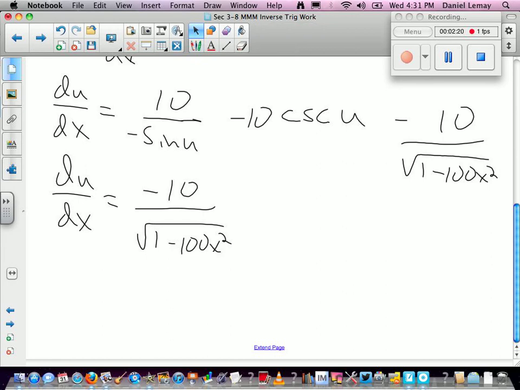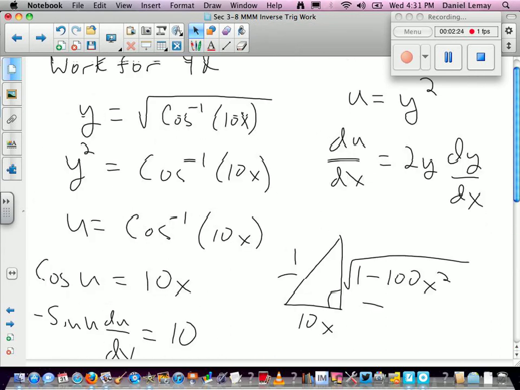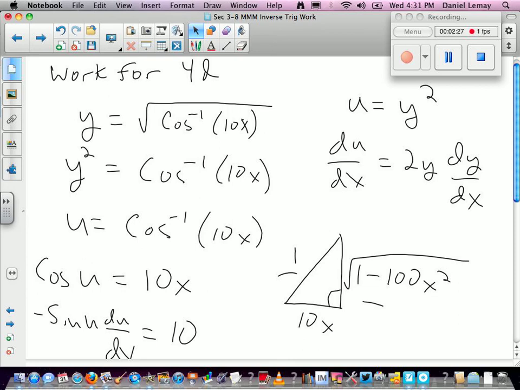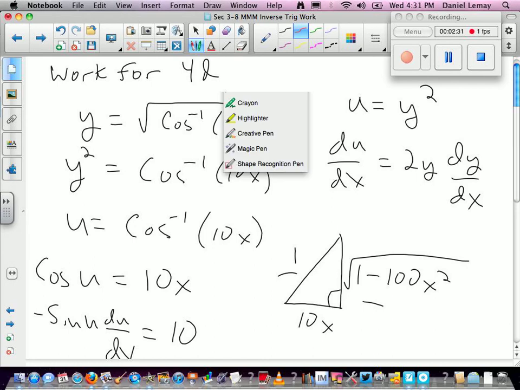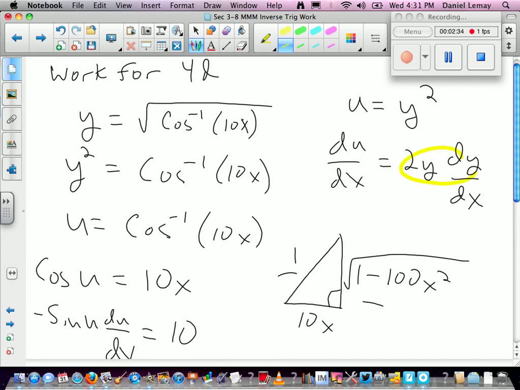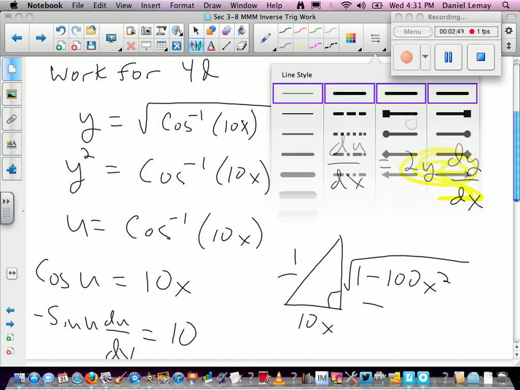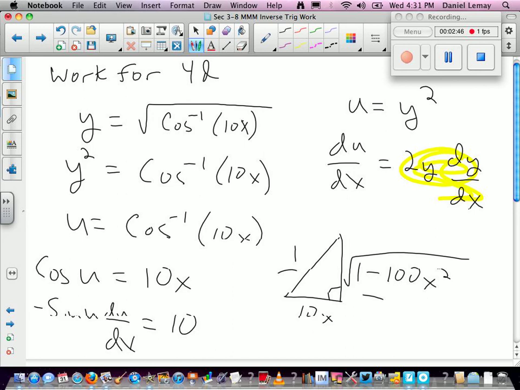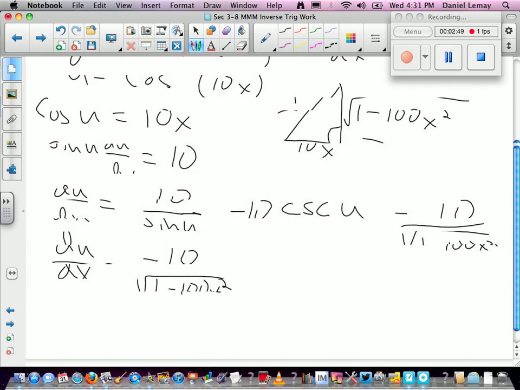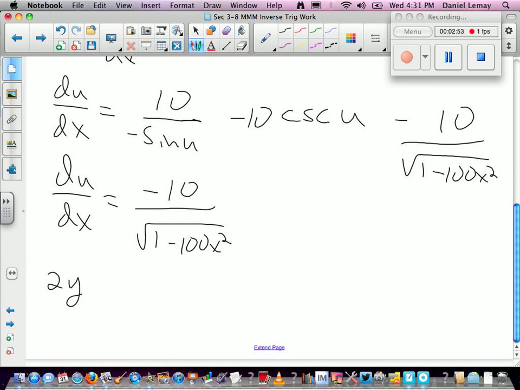Okay, so now I've got to worry about that du dx, and if I go back up to that work I did originally, I see that du equals this. Right? That's what du equals. So I'm just going to come back down here to my other function, and I'm going to replace du dx with 2y dy dx. 2y dy dx equals negative 10 over the square root of 1 minus 100x squared.